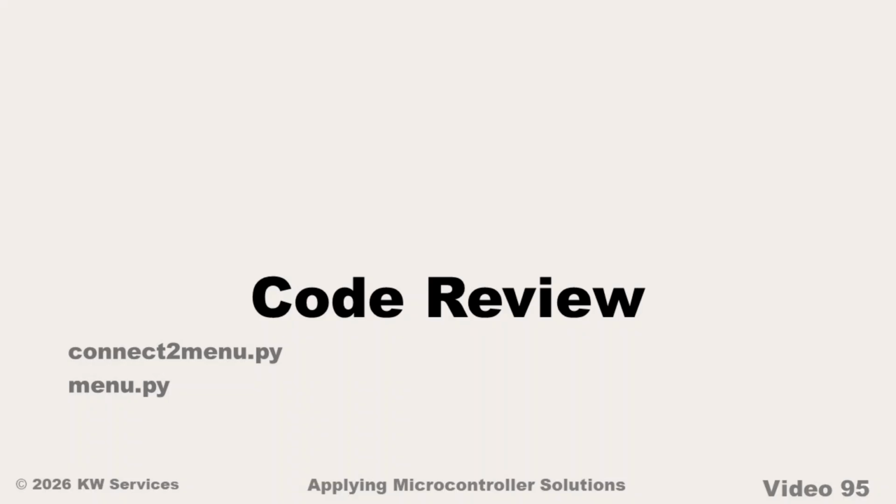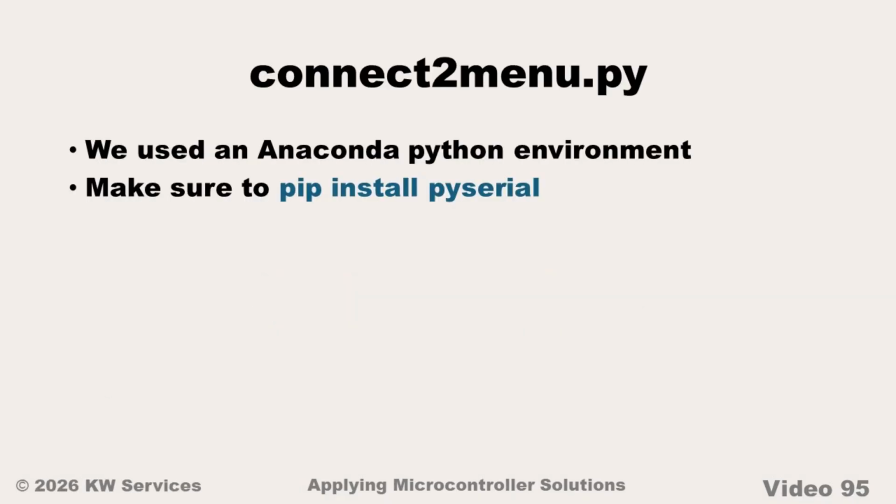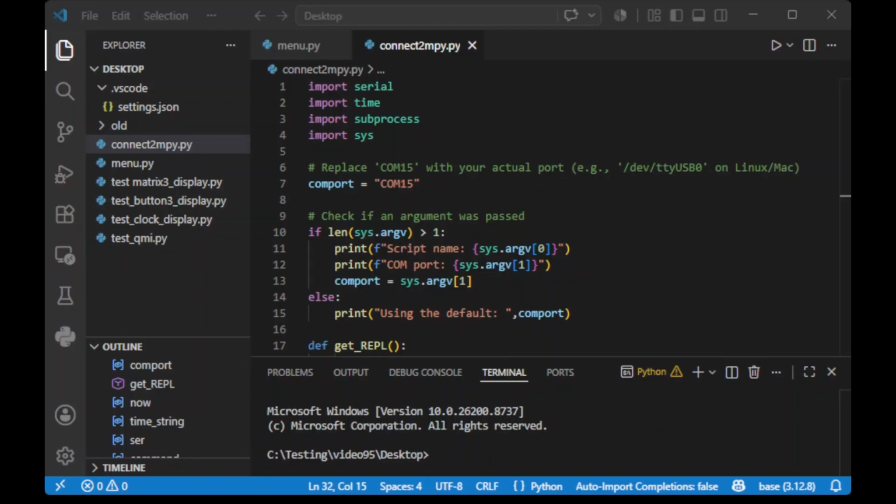Here is the desktop Python program. The file is copied to your desired location. There must be a recent version of Python 3 on the desktop. On our desktop, we used Anaconda Python virtual environments. Before using it, make sure to pip install PySerial. Now let's look at the code.